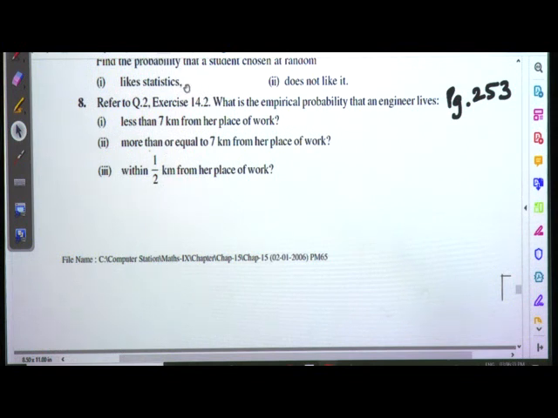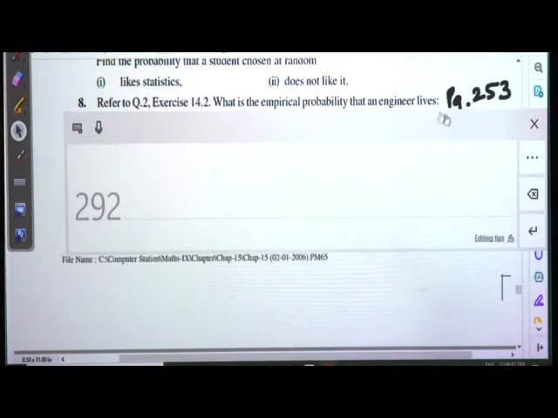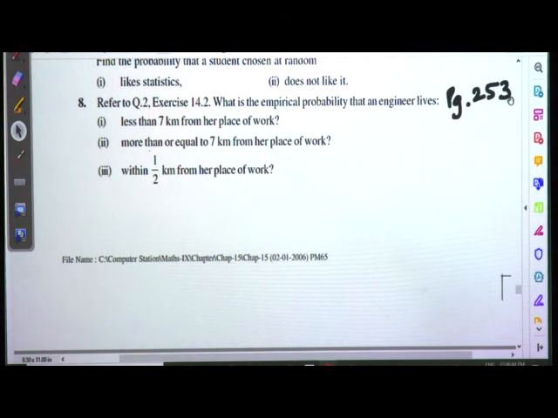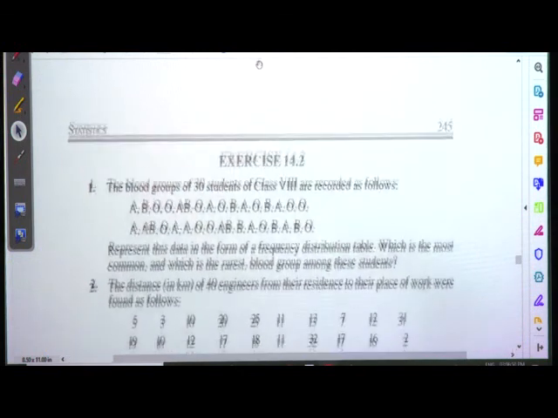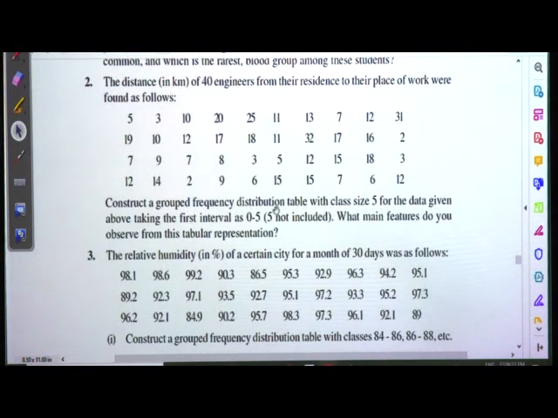Please understand the events. Okay. Now, we shall go to page number 253 and read the question and understand what exactly the things are mentioned there and in what form. This is exercise 14.2 and this is the second question. What the question is? The distance in kilometer of 40 engineers from their residence to their place of work were found as follows. Now, these are the kilometers that are mentioned. These are the distances mentioned in kilometers, from the workplace to their residence.